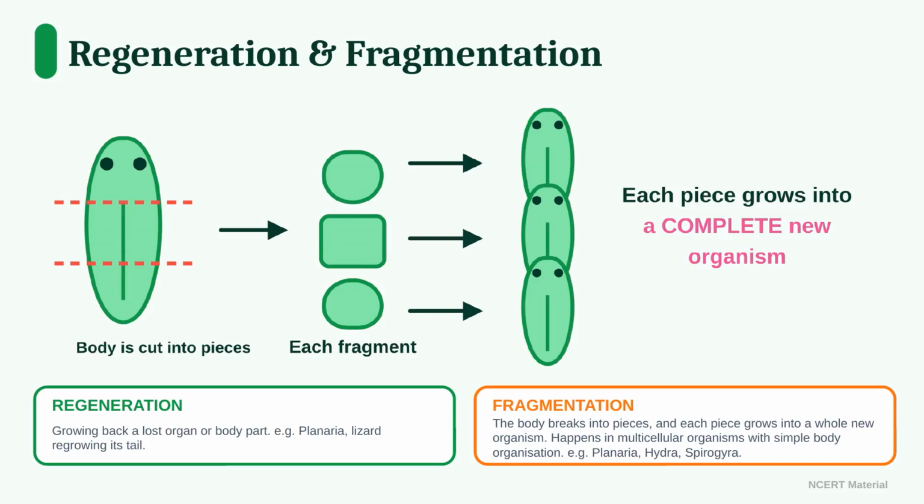Now, regeneration and fragmentation. Regeneration is the ability to grow back a lost organ or body part. Think of a lizard regrowing its tail, or planaria regenerating from a cut piece. Fragmentation goes a step further. The entire body breaks into fragments, and each fragment grows into a whole new, complete organism. This happens in multicellular organisms with simple body organization, like planaria, hydra, and Spirogyra.